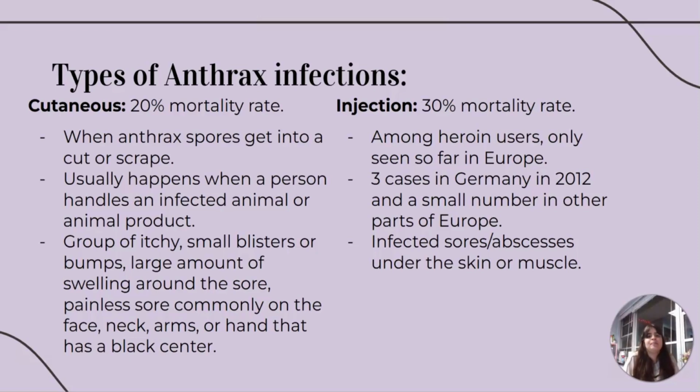We've also seen injection anthrax, which has about a 30% mortality rate, and this one's very rarely seen. We've actually only ever seen it in Europe and among heroin users. There were 3 cases in Germany in 2012 and a small number in other parts of Europe, and this happens among intravenous drug users where the needle that they use somehow is infected with anthrax and they get a sort of cutaneous anthrax that is deeper under the skin or the muscle because of the injection.